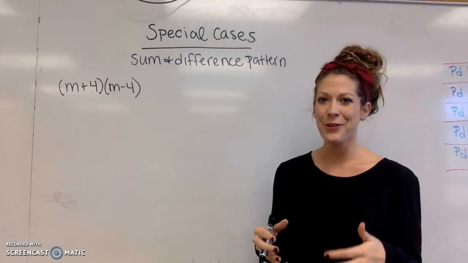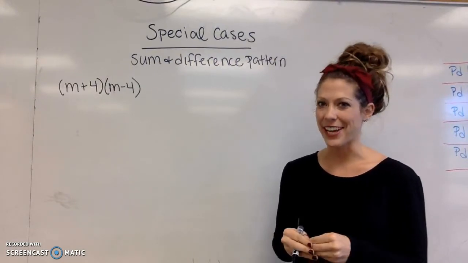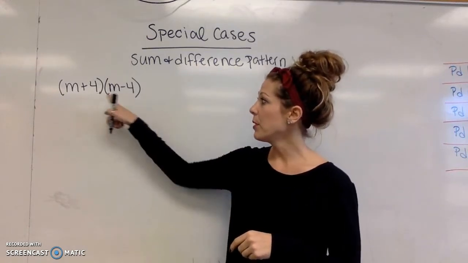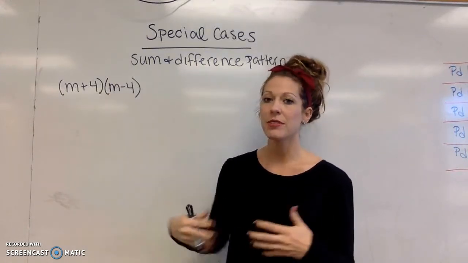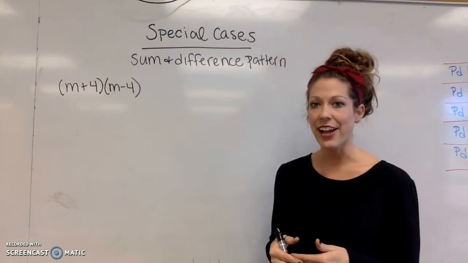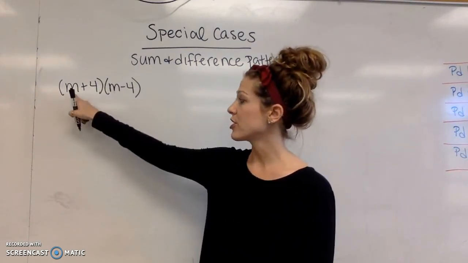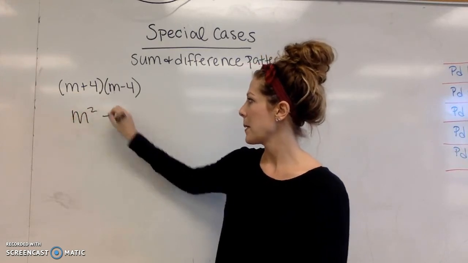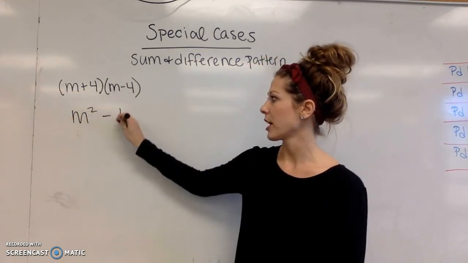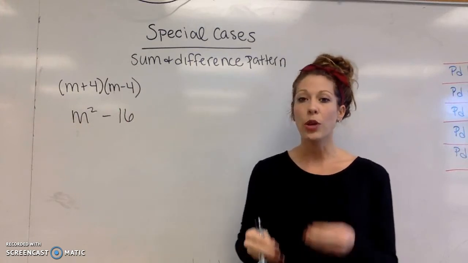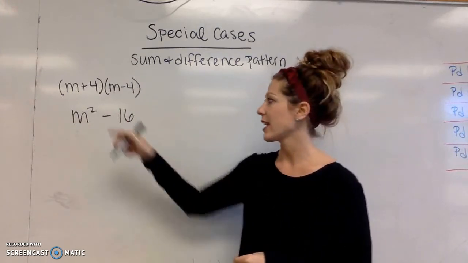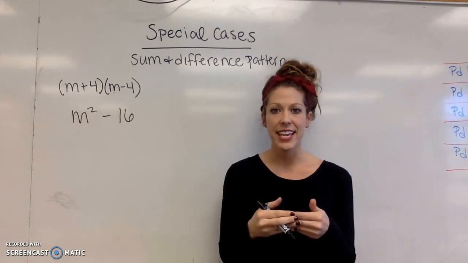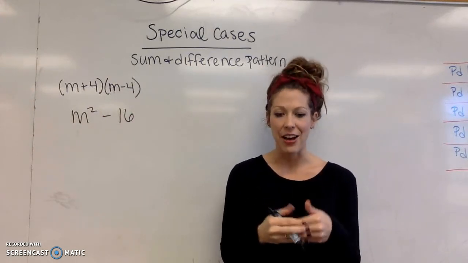So why are you ever going to need to use this in real life? All right, so here's an answer for you. Here's an example of two binomials where the middle terms are going to cancel each other out. So we would really just have a shortcut here. We can take m times m to get m squared minus 4 times 4, which is 16. Now we could have multiplied it all out and gotten the plus 4m and the minus 4m and then seen that they canceled each other out.